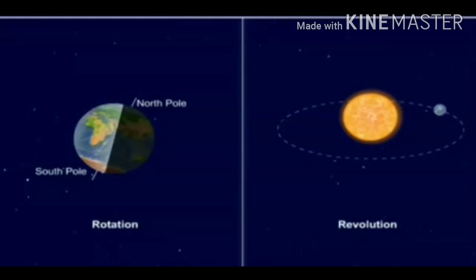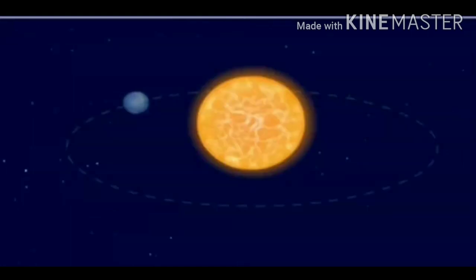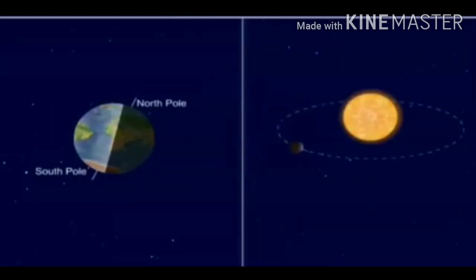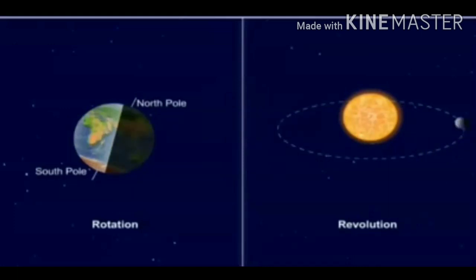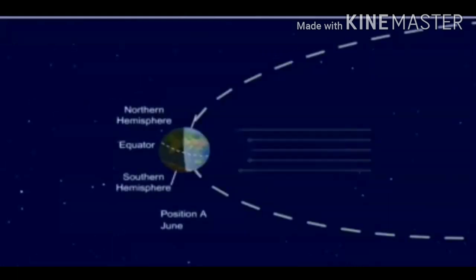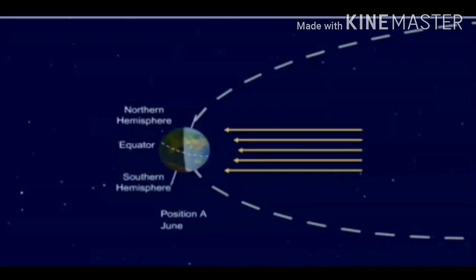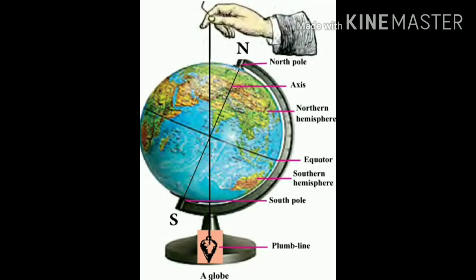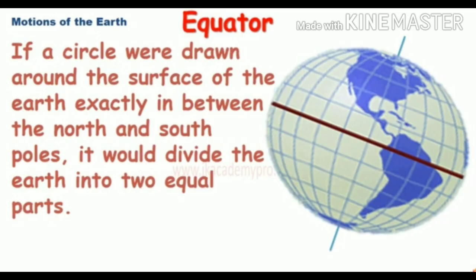Yesterday, you studied about the rotation of the Earth and the revolution of the Earth. Earth takes 24 hours or a day to rotate around itself and 365 days or 366 days to revolve around the sun, that is 1 year. The inclined axis of the Earth about the equator, and how this equator divides the Earth into two parts, that is the northern hemisphere and the southern hemisphere.